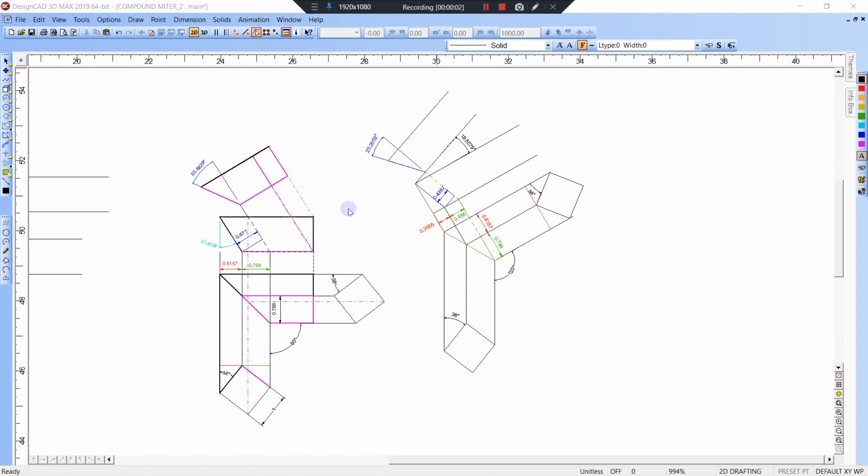Welcome. In this video I'm going to show you how to develop a compound miter. So it's a sloped radius, a sloped mitered wall. Could be sloped bevel, but in this case the bevel would just be one side, and then the sloped miter is the two sides.